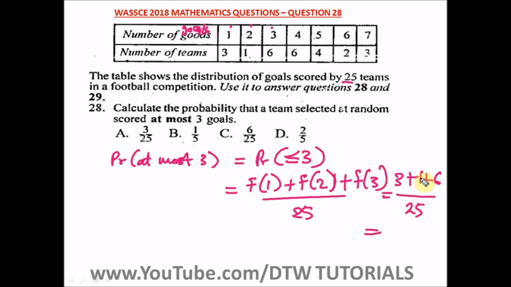And what do we have here? 3 plus 1 is 4, and 4 plus 6 is 10. So we have 10 over 25. Okay, so 20 over 25. 5 will go here 2 times, 5 will go here 5 times. So we have 2 over 5. So this is our answer, and our right option here is option D.